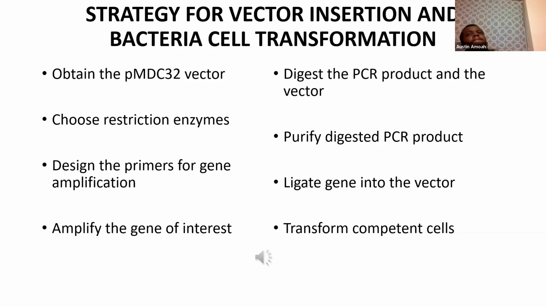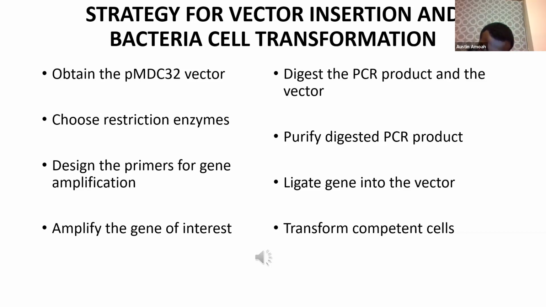The next step here is to amplify the gene of interest. So we perform a PCR to amplify our gene of interest using the designed primers, and we will use a high fidelity DNA polymerase to minimize errors. The next step is to digest the PCR product and the vector. So we digest both the PCR product and the linearized PMDC32 vector using the chosen restriction enzymes, and then run the digested product on an agarose gel to verify successful digestion. The next step again is to purify the digested PCR products. So we purify the digested PCR product using a gel extraction kit to remove excess primers, nucleotides, and enzymes.